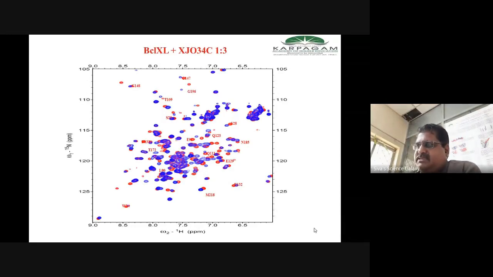Just 2 slides. I'm showing some very advanced experimental methods to show that one ligand is interacting, another ligand is not interacting. Don't bother. If you are not understanding, it's okay. If you have any question, you can ask me also. Otherwise, just understand. Yes, this ligand is interacting for that purpose only.